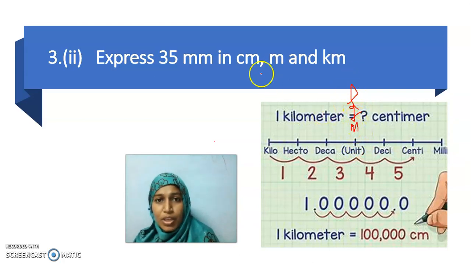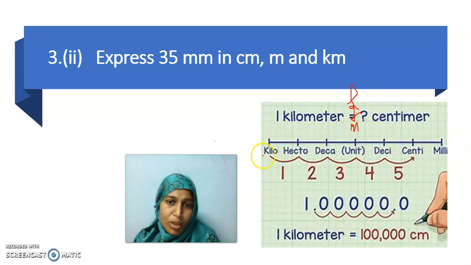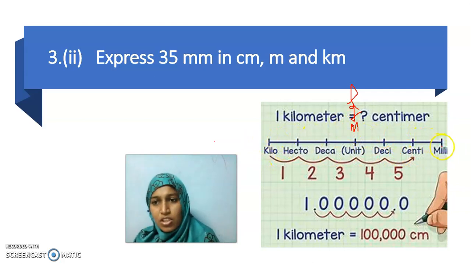Let me start with meter because we have the question with meter. So, what is this? Decameter, hectometer, kilometer. This is decimeter, centimeter and millimeter. Which is the bigger unit? Kilometer is the bigger unit. Which is the smallest unit? Millimeter is the smallest unit.